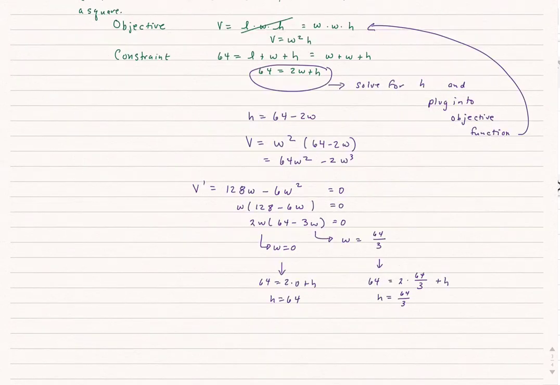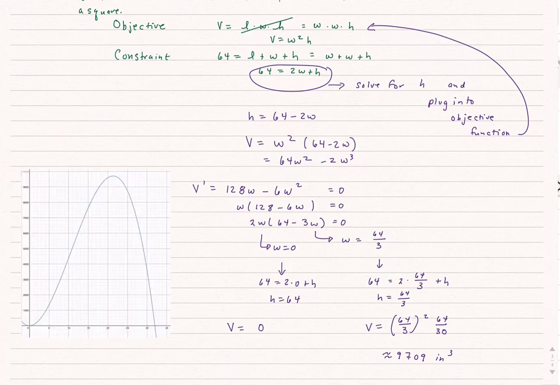With w being 0, h has to be 64, and when w is 64 over 3, I find that h is also 64 over 3. If I plug those into my volume, I find that the volume is equal to 0 when w is 0, and the volume is equal to 64 over 3 to the third power, or approximately equal to 9,709 inches cubed. If I graph this, I find that 64 over 3 is in fact a local maximum. That point of 0 is a critical point, but that's the local minimum.